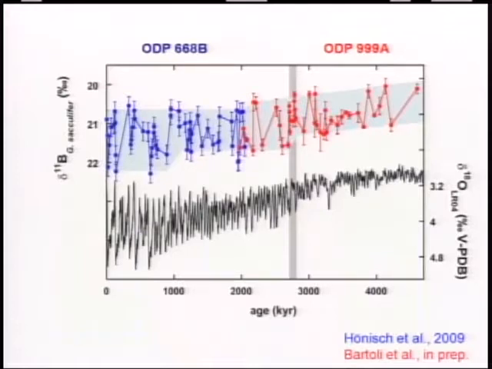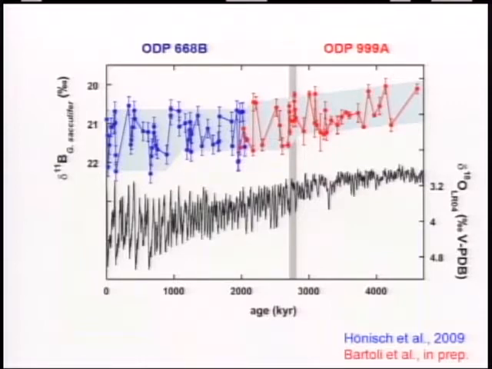So over here you see the data from the eastern equatorial Atlantic. Again, boron isotopes in planktic foraminifers. You see the change in the glacial values over here. So these are the eastern equatorial data.